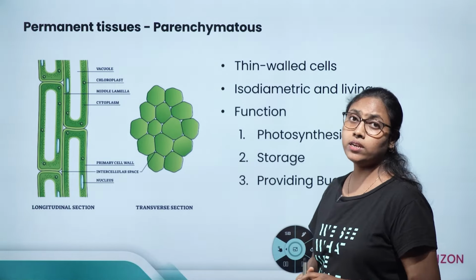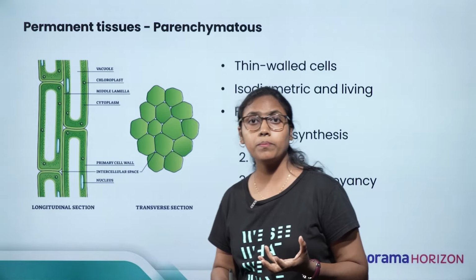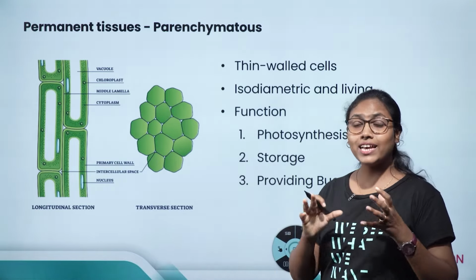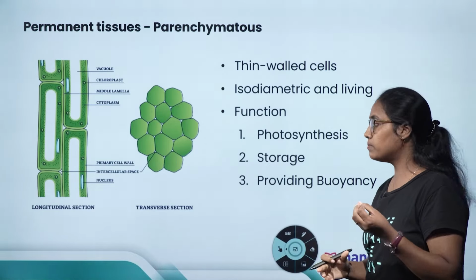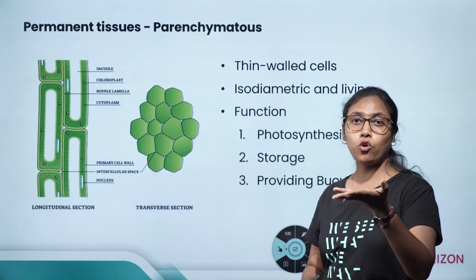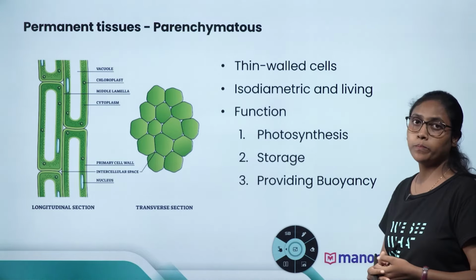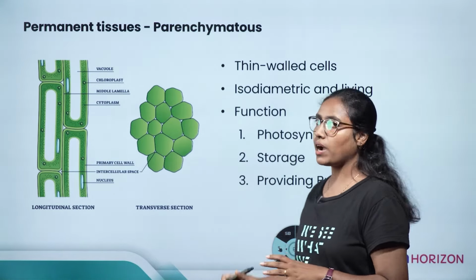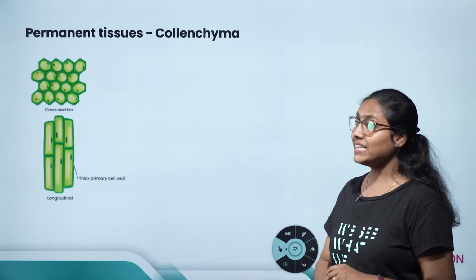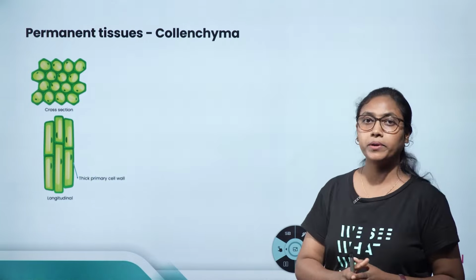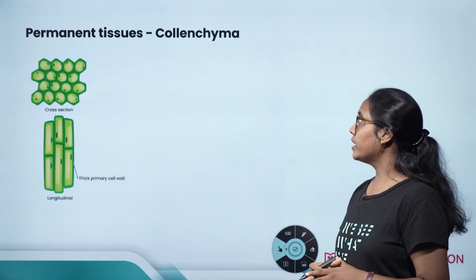And then in water plants, that is aquatic plants, there are a lot of air spaces in between parenchymatous tissues which help these aquatic plants in floating. Hence, they provide buoyancy. So, this was about parenchymatous tissues. Now, we'll move on to the next simple permanent tissue, that is collenchyma.